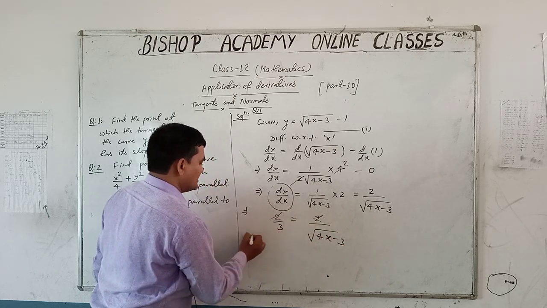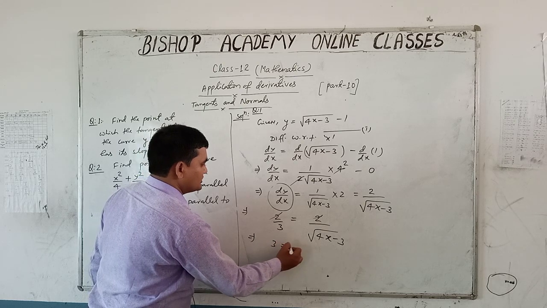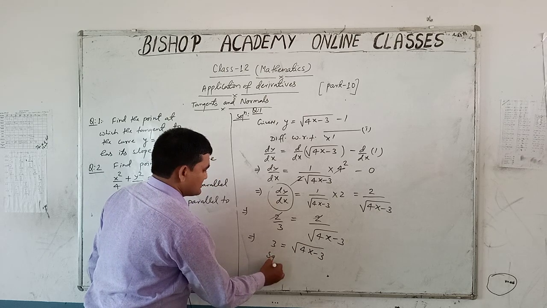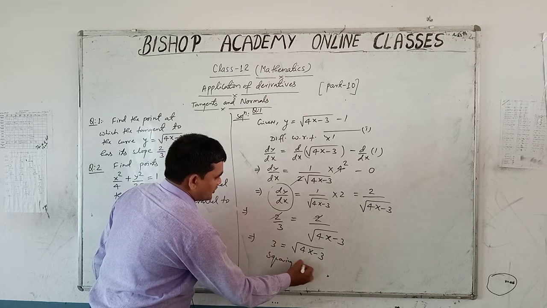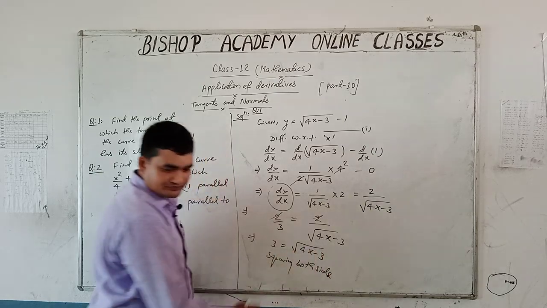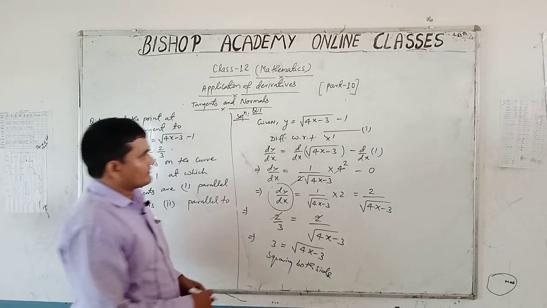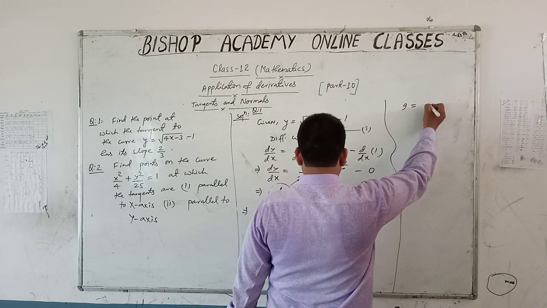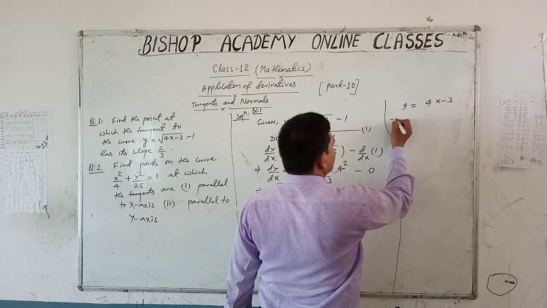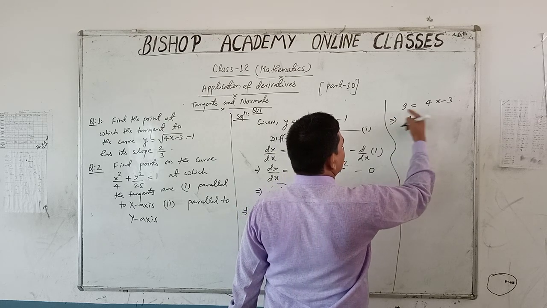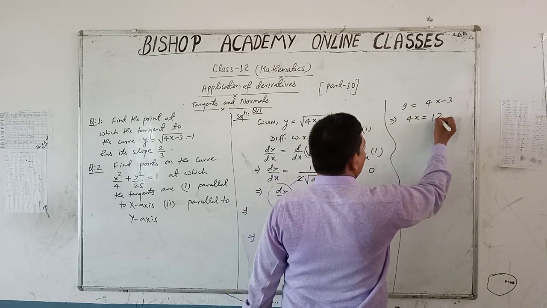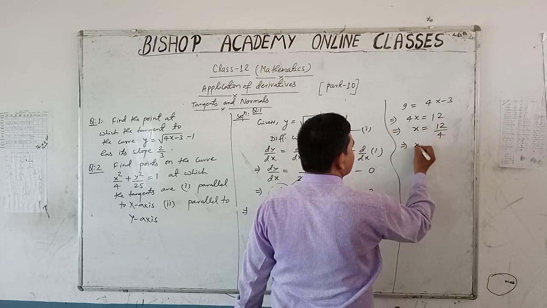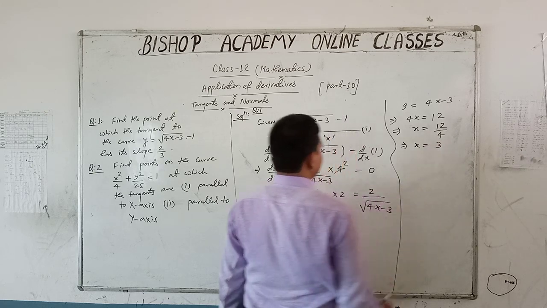Here 2 and 2 cancel out. Then we write 3 equal to root of (4x minus 3). Squaring both sides, we get 9 equal to 4x minus 3. This implies that 4x equals 9 plus 3, which is 12. This implies that x equals 12 upon 4, so x equals 3.